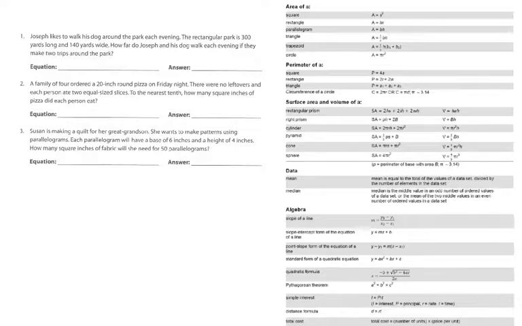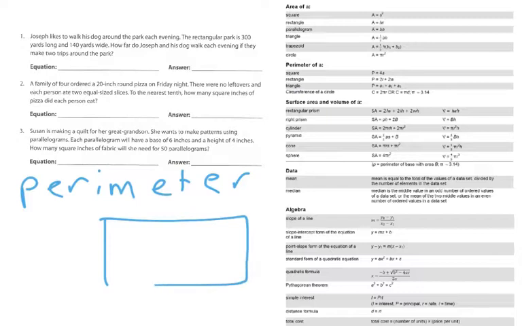Now, this says that they walk around the park. They aren't filling in the space of the park. They're not walking every single inch of the park. They're walking around it on the edge. So that means that we're going to be dealing with perimeter. And remember, perimeter, all we do is just add our sides together. So it says that our rectangular park is 300 yards long, 140 wide. And it says that they make this trip twice. So we need to remember to multiply our answer by 2.